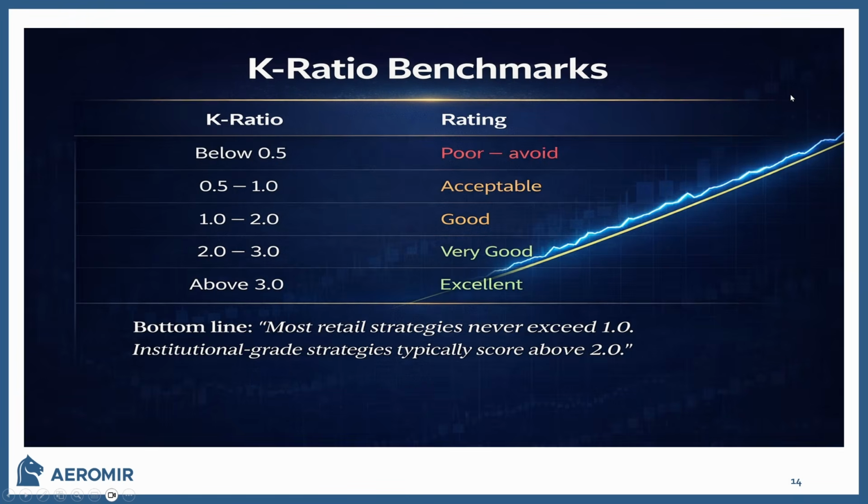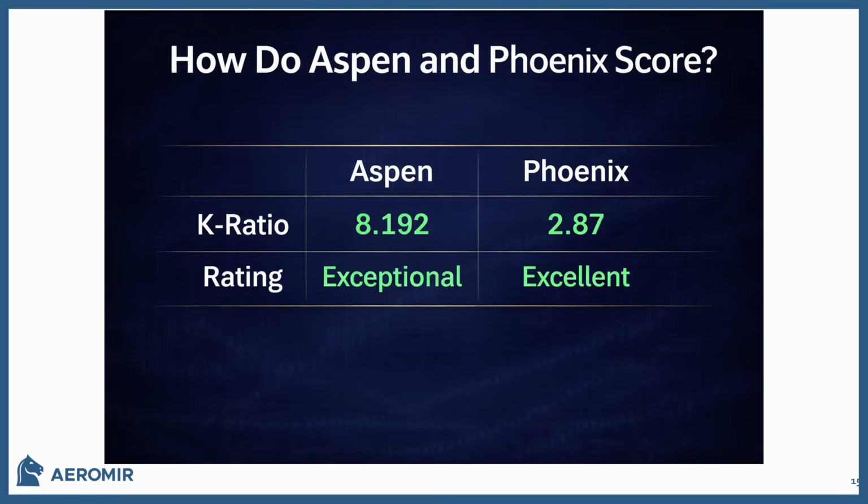So what are the benchmarks? K ratio below 0.5 is really bad, avoid it. 0.5 to 1 is acceptable, but you need to ask questions and really examine it. 1 to 2 is good, 2 to 3 is very good, and above 3 is excellent. So the bottom line, most retail strategies never exceed 1.0, and institutional grade strategies typically score above 2.